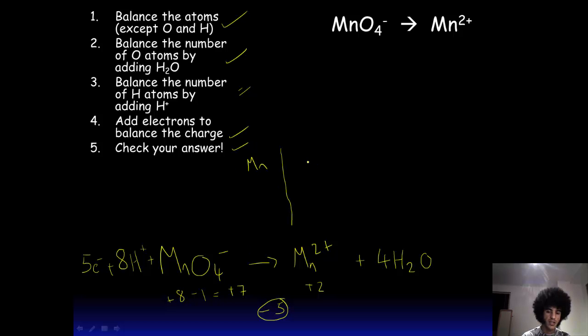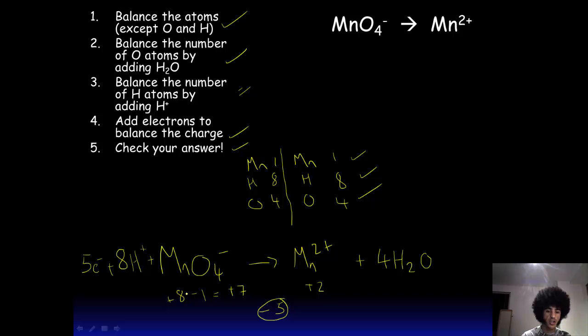Manganese to manganese. I can see 1 over here and 1 over here, so they're good. Hydrogen, I've got 8. And this side, 4 lots of 2, also 8. That's good. Oxygen, I've got 4 over here. And this side, I've got 4 lots of 1, which is also 4, balanced.